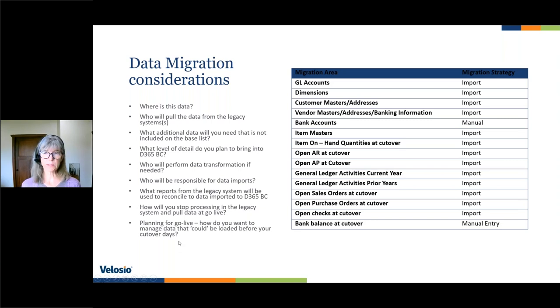Where is this data? And who can pull the data out of the legacy system? Do you need any other data? When the templates we provide, are there fields in BC that you want to populate that aren't in a template? And how do we have to adjust that? And what level of detail do you want to bring your data in? Some people, for GL history, might bring in summary for the last 10 years, but then last year and this year they'll bring in detail. You just have to be thinking about that, because the load is the same, but it's a different level of detail.